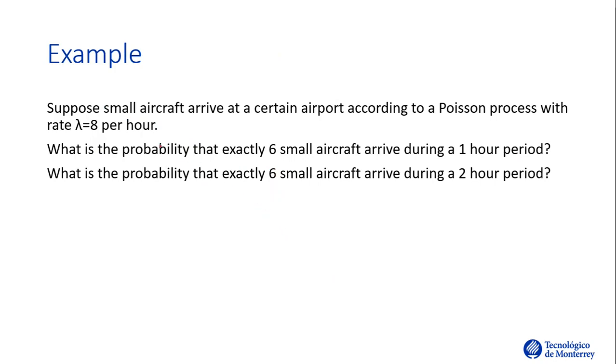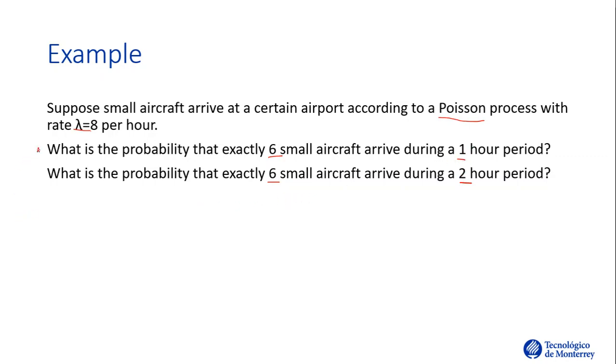To solve an exercise, let's suppose that small aircraft arrive at a certain airport according to a Poisson process. That is, they are following a Poisson distribution with a rate of lambda equal to 8 airplanes per hour. They're asking us two things. What is the probability that exactly 6 small aircraft arrive during a 1 hour period? And what is the probability that 6 small aircraft arrive during a 2 hour period?